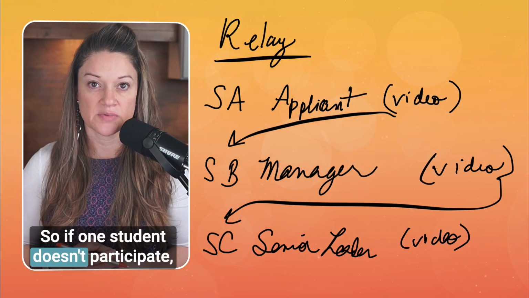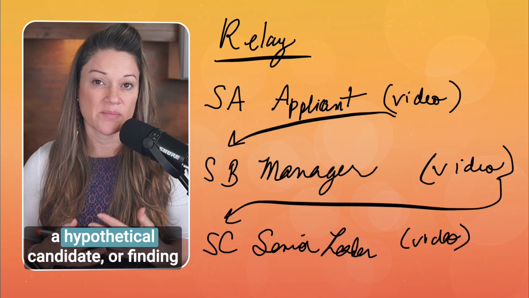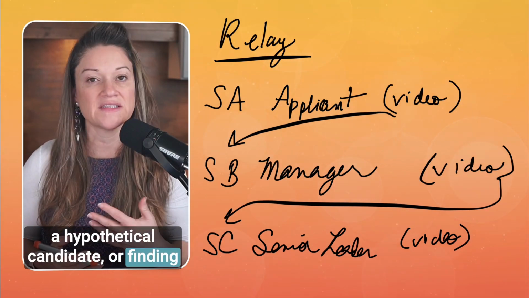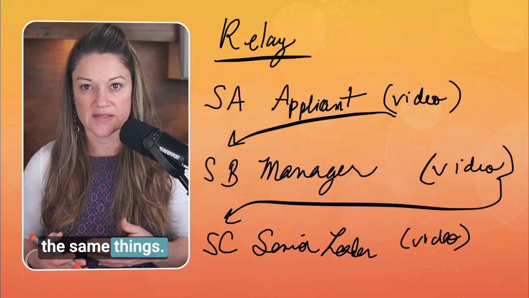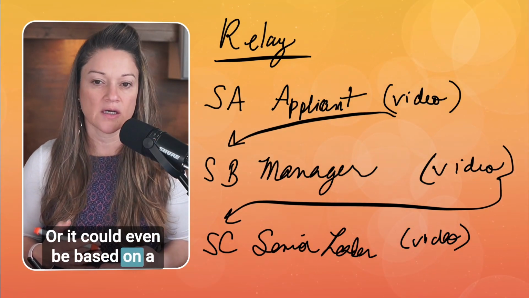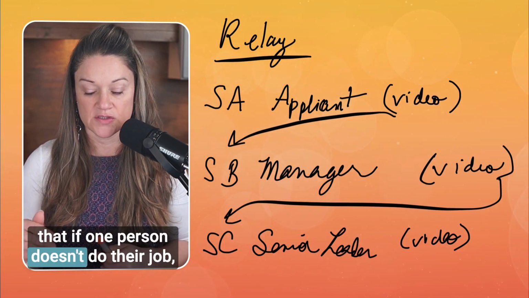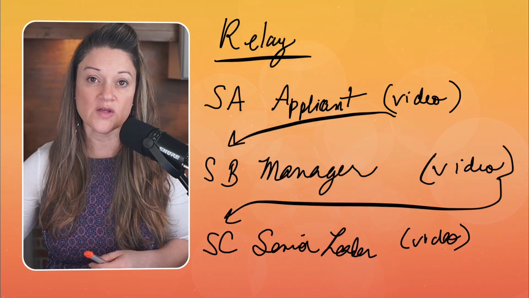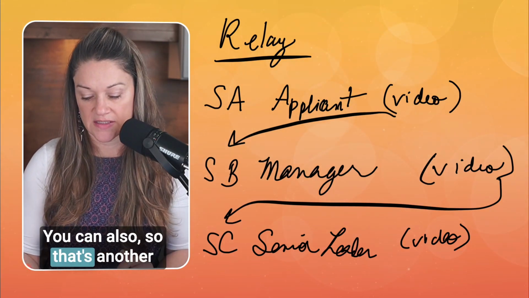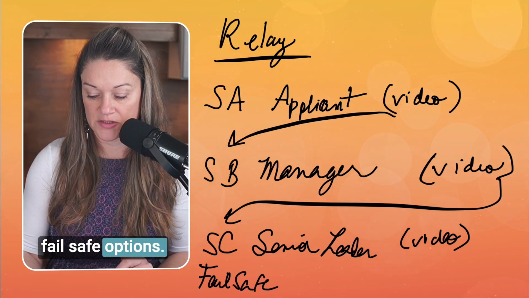So if one student doesn't participate, the next student can proceed by evaluating a hypothetical candidate or finding an example online to use and explaining the same things, or it could even be based on a written case study. So you can build in fail-safe so that if one person doesn't do their job, the next person can still continue. So that's another part, is building in some fail-safe options.